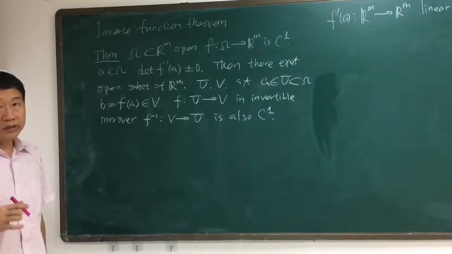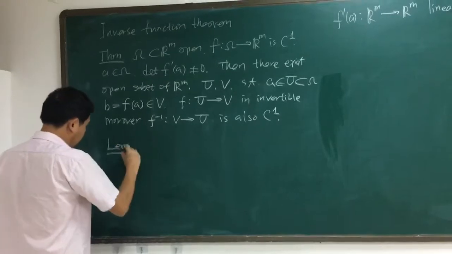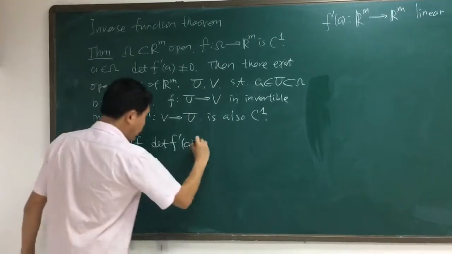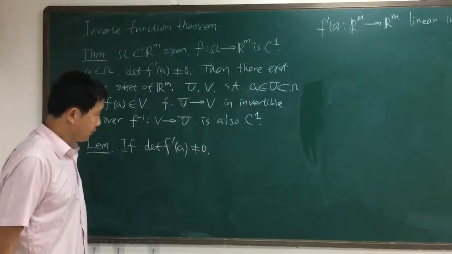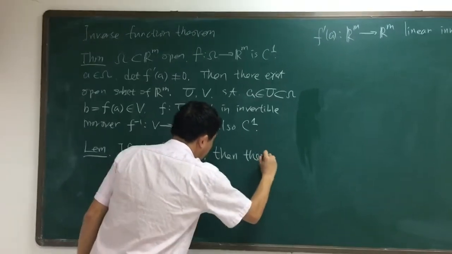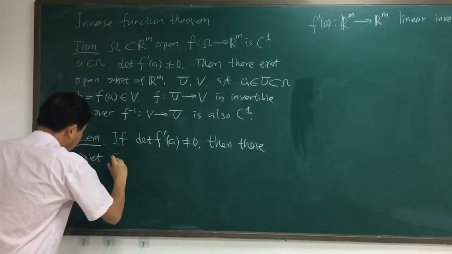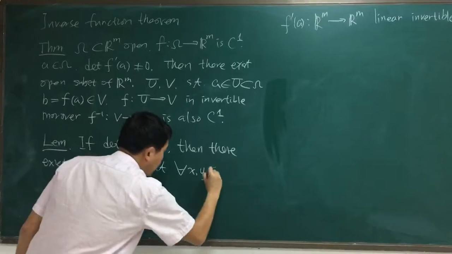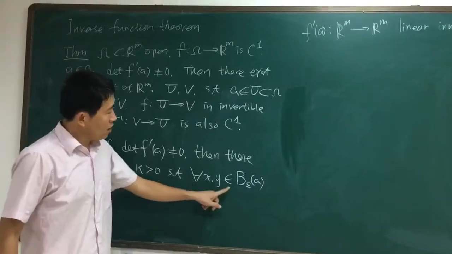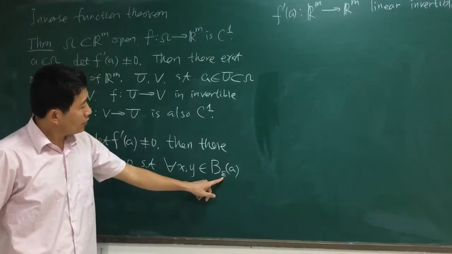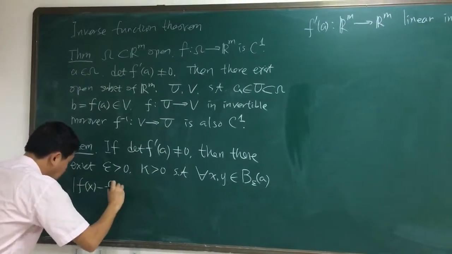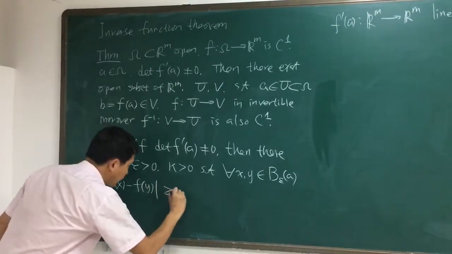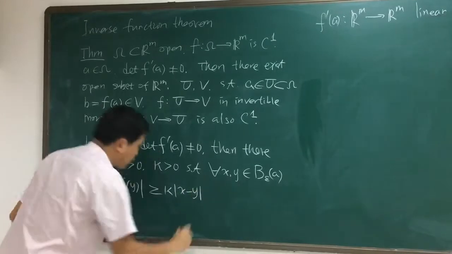To prove this theorem, we need the following proposition. If the Jacobian determinant of f at this point A is not zero, what can we get? There exist epsilon positive, kappa positive, such that for any x, y near this point A, more precisely, x, y belonging to the ball centered at A with radius epsilon, we have: the distance of the images of x and y under our map f is no less than kappa multiplied by the distance between x and y.